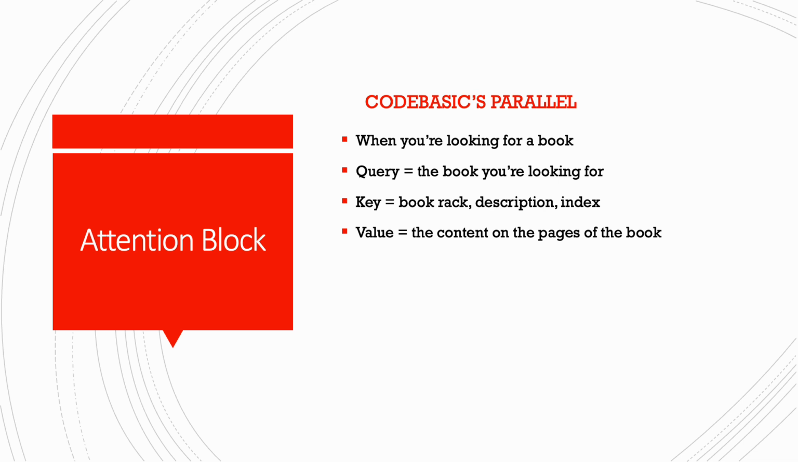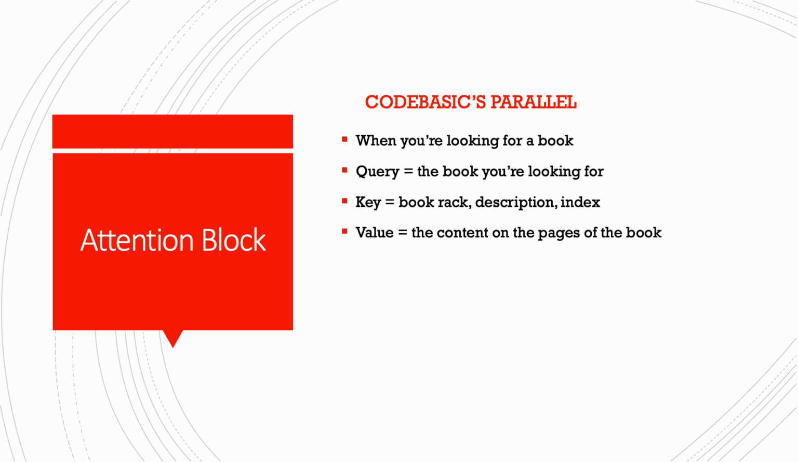So for the attention block, Code Basics had a really good parallel that helped me understand it a little more clearly. So for example, let's say you're looking for a book in the library. So the query of the attention block is the name of that book you're looking for. What is the book you're looking for?